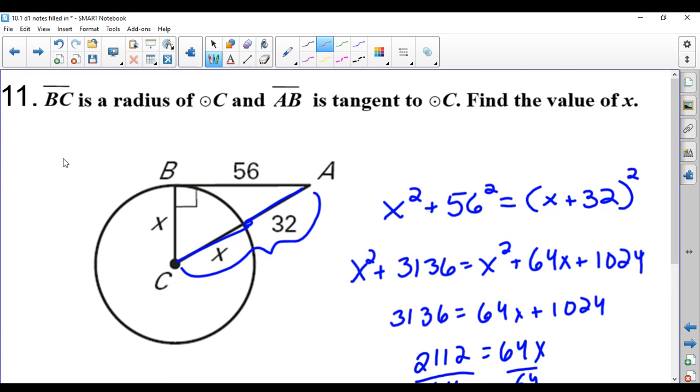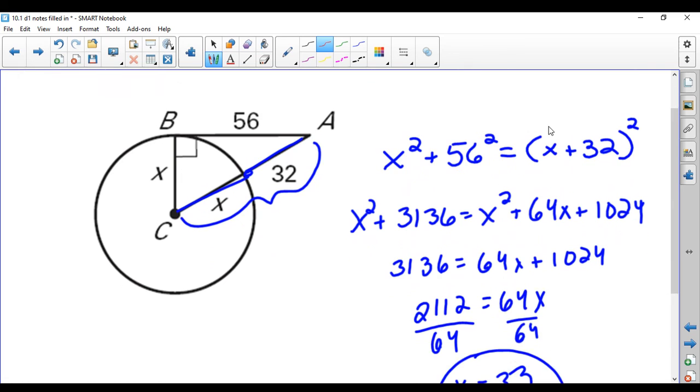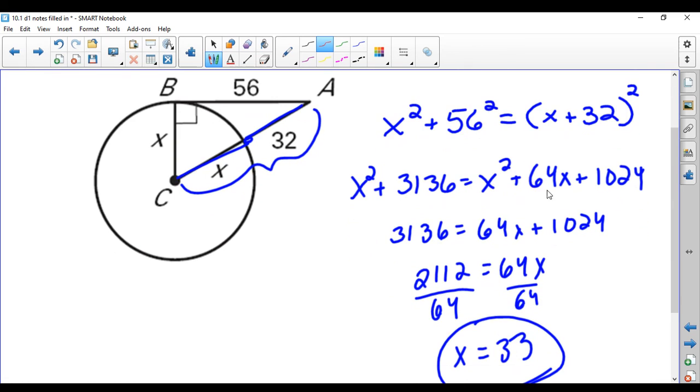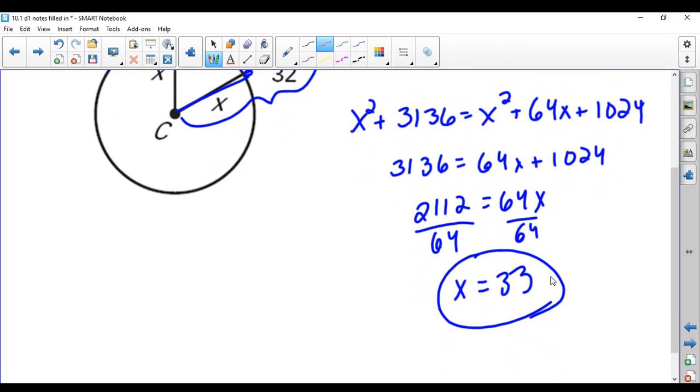I would definitely look at example number 11. What we have here is we're trying to find the radius, and we know the length of this tangent segment and this external part of this segment. And so we have to do Pythagorean theorem, leg squared plus leg squared equals hypotenuse squared. Make sure you can square the binomial x plus 32 to get that middle term. Remember, it's a squared plus 2ab plus b squared. So here, x squared plus 2 times 32 times x plus 32 squared. And then you would go down and solve for x.